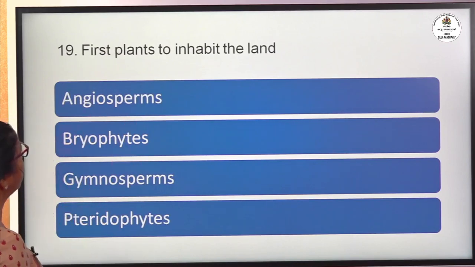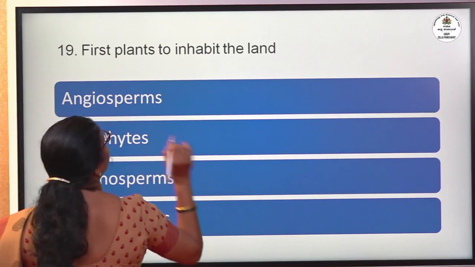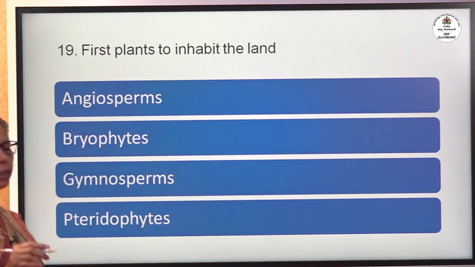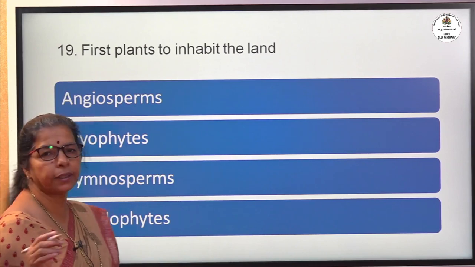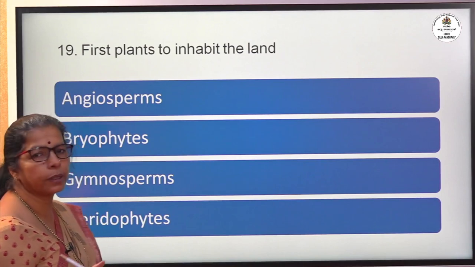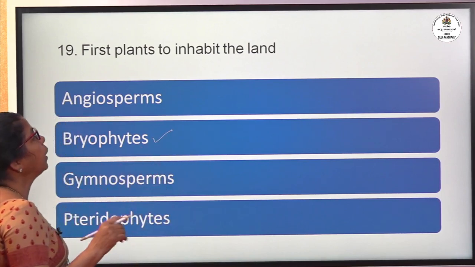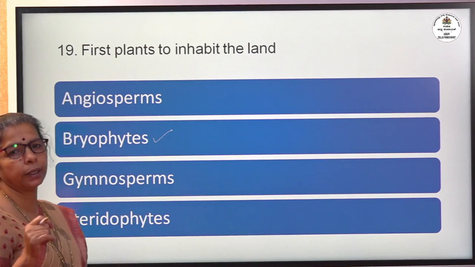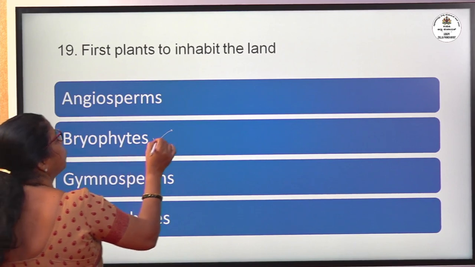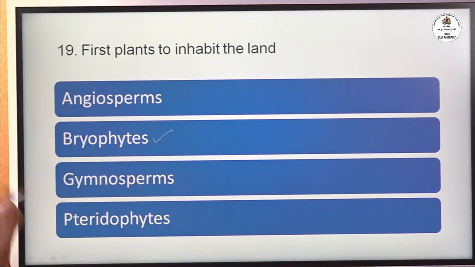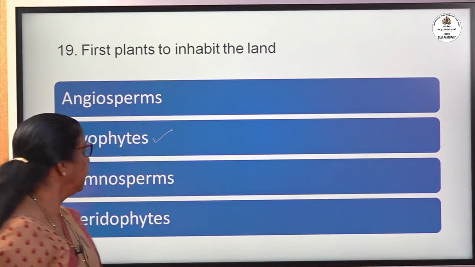First plants to inhabit the land. We have studied secondary succession, so primary succession and secondary succession questions are asked in the exam in this manner. So that is bryophytes. The first plants to inhabit the land, where there is water or where there is land, the first organism to inhabit is Bryophyta. In case of plants, in hydric condition, it is algae.